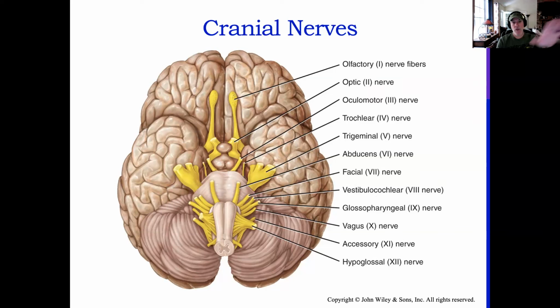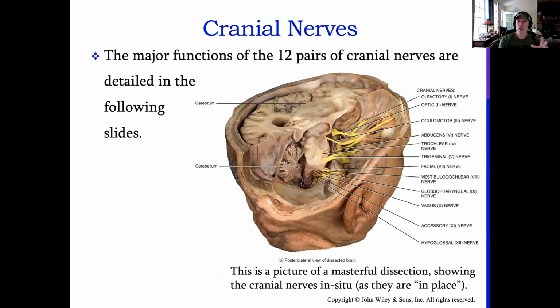In lab, you have to know it all. You got to be able to identify it. But in here, you mostly need to know what that cranial nerve is going to be used for. So we're going to walk through the cranial nerves, and we're going to talk about what they each do function-wise.